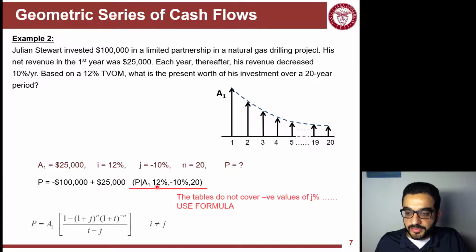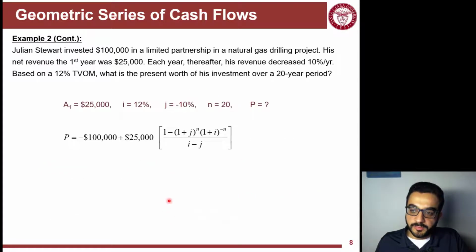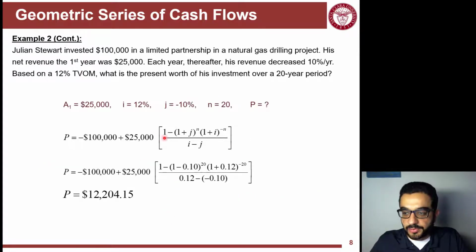Now this factor is not in the table, so we have to use the formula. So in the formula, you plug in J with a negative value, which is negative 10%, so negative 0.1. If you use the formula and plug in the values, you end up with the present worth of this investment being positive 12,204. Like we discussed before in the previous video, if a worth, either present, future, or annual, is positive, then you actually have a good investment, because the return of that investment is more than your time value of money.